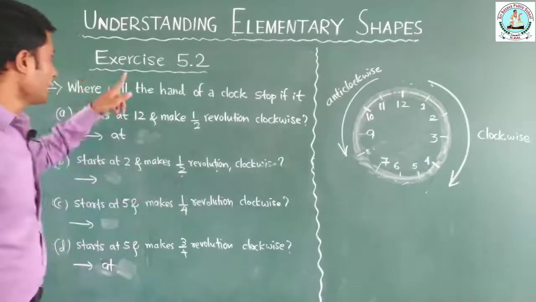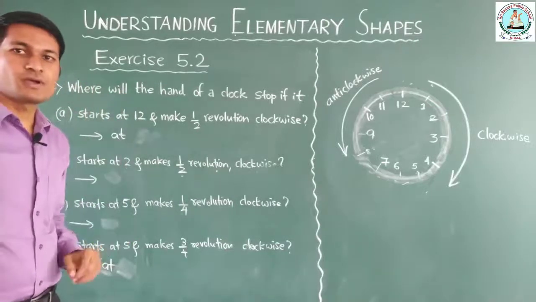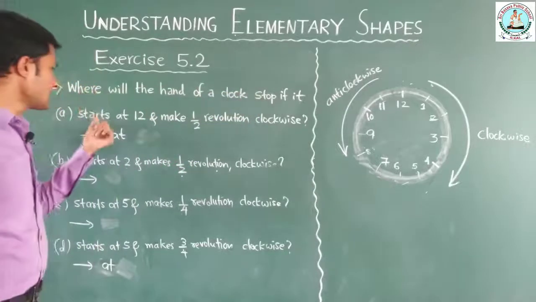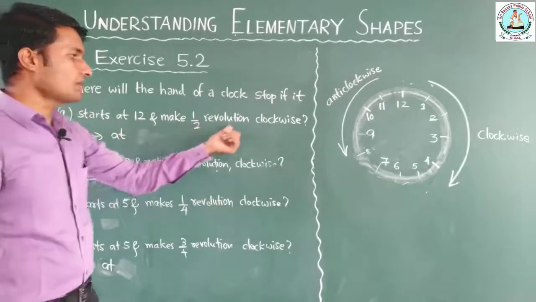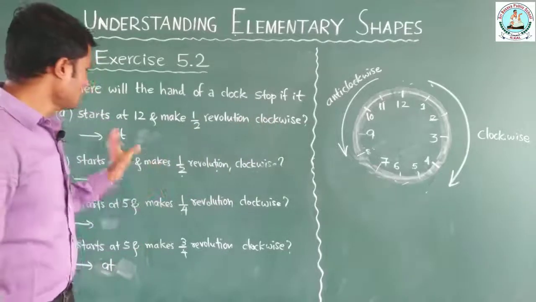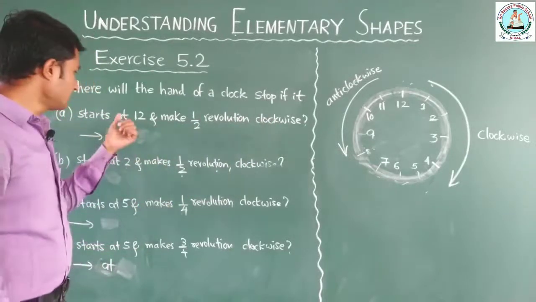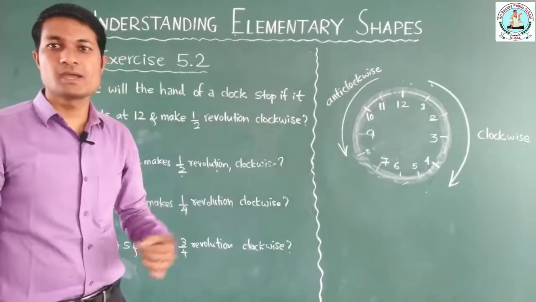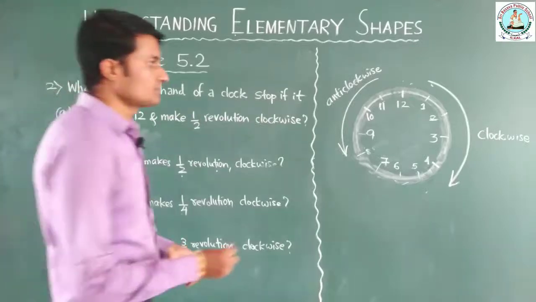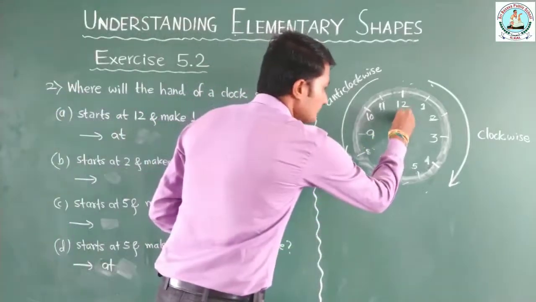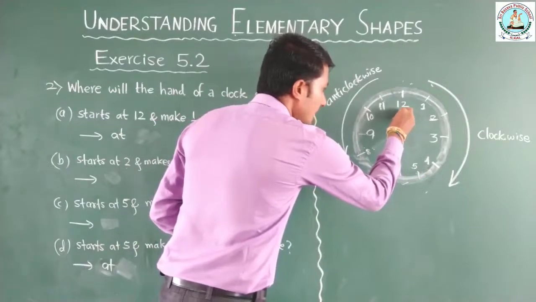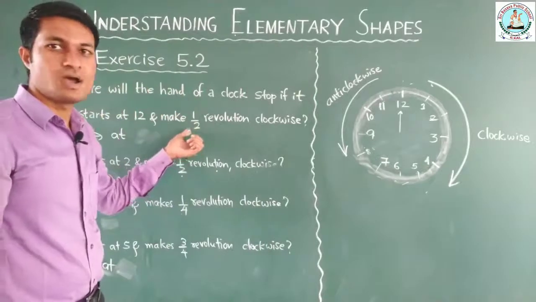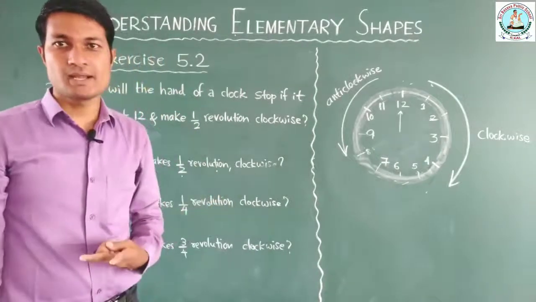Well students, now we are in the second main of exercise 5.2, and it reads: where will the hand of a clock stop if it starts at 12 and makes half revolution clockwise? Which means our hand has started at 12 and is making half revolution in a clockwise direction, then where will it stop? That we need to find out. Half revolution means it has to cover 2 right angles.